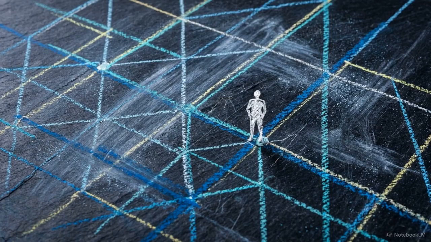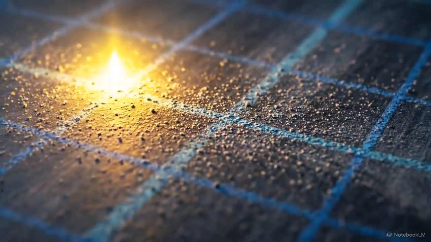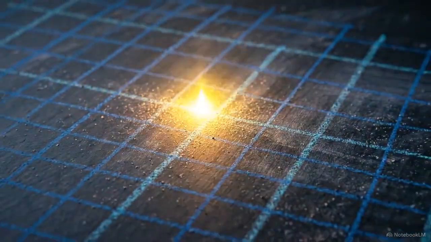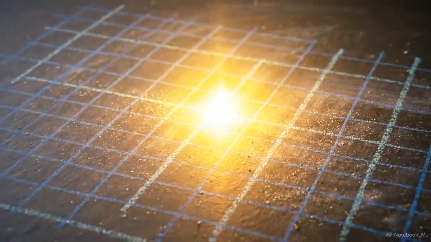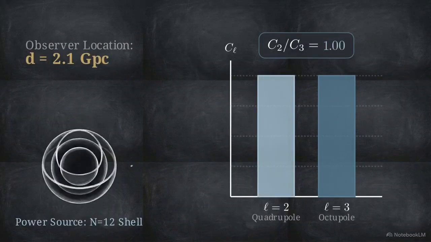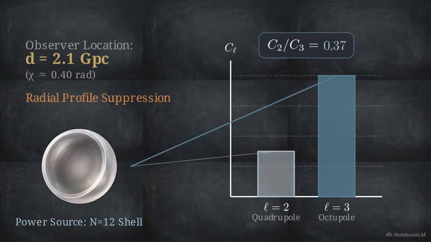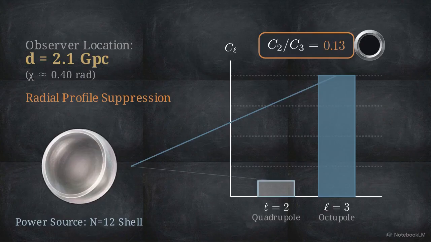Topology dictates the allowed modes, but the topology does not dictate where the observer stands within the fundamental domain. The theory introduces its single locality parameter here. The observer is positioned exactly 2.1 gigaparsecs from the domain center. From this precise offset coordinate, the radial profile further suppresses the L equals 2 component relative to L equals 3, locking the ratio at roughly 0.13.